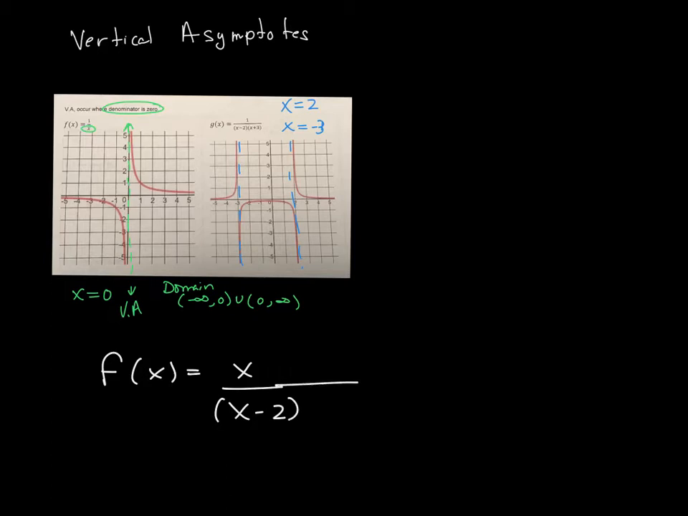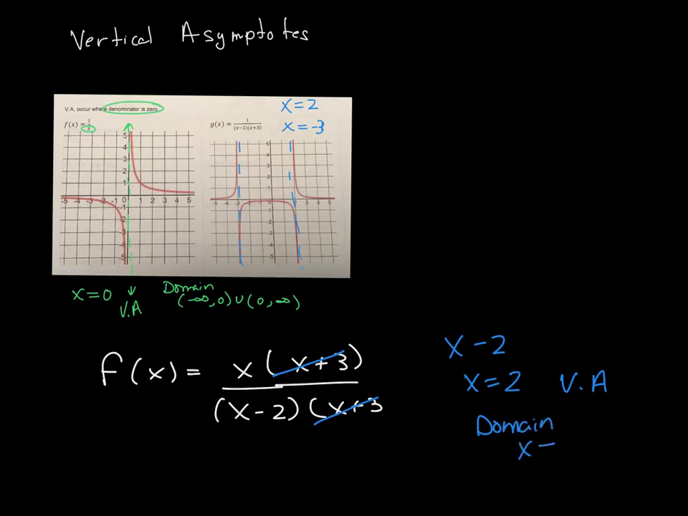x over x minus 2 and x plus 3. So even though these two x plus 3's cancel out, x minus 2 is going to turn into x is equal to 2, which will give me a vertical asymptote. Now for the domain, that means x is not allowed ever to equal 2.